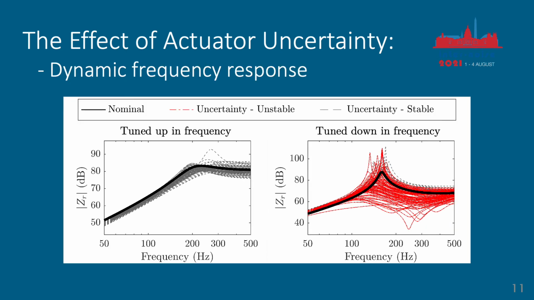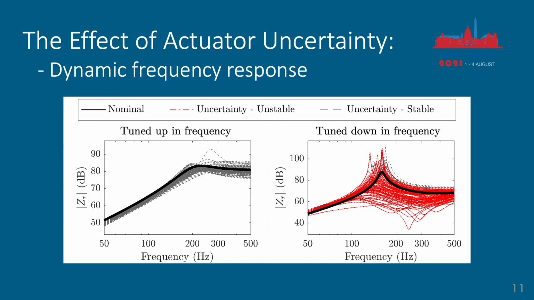Here we see the effect of the characterized uncertainties on the dynamic frequency response. The uncertain cases are shown by dotted lines and the nominal is shown by a thick black solid line. Unstable cases are highlighted in red. Ignoring the phase information, we see here the magnitude of the impedance of the base to displacement for the actuator tuned up in frequency on the left and tuned down in frequency on the right. The shunt impedance has been limited so that the uncertainty cannot cause a change in sign of either resistance or inductance, and we can see that this has completely removed any instabilities for the actuator tuned up in frequency.